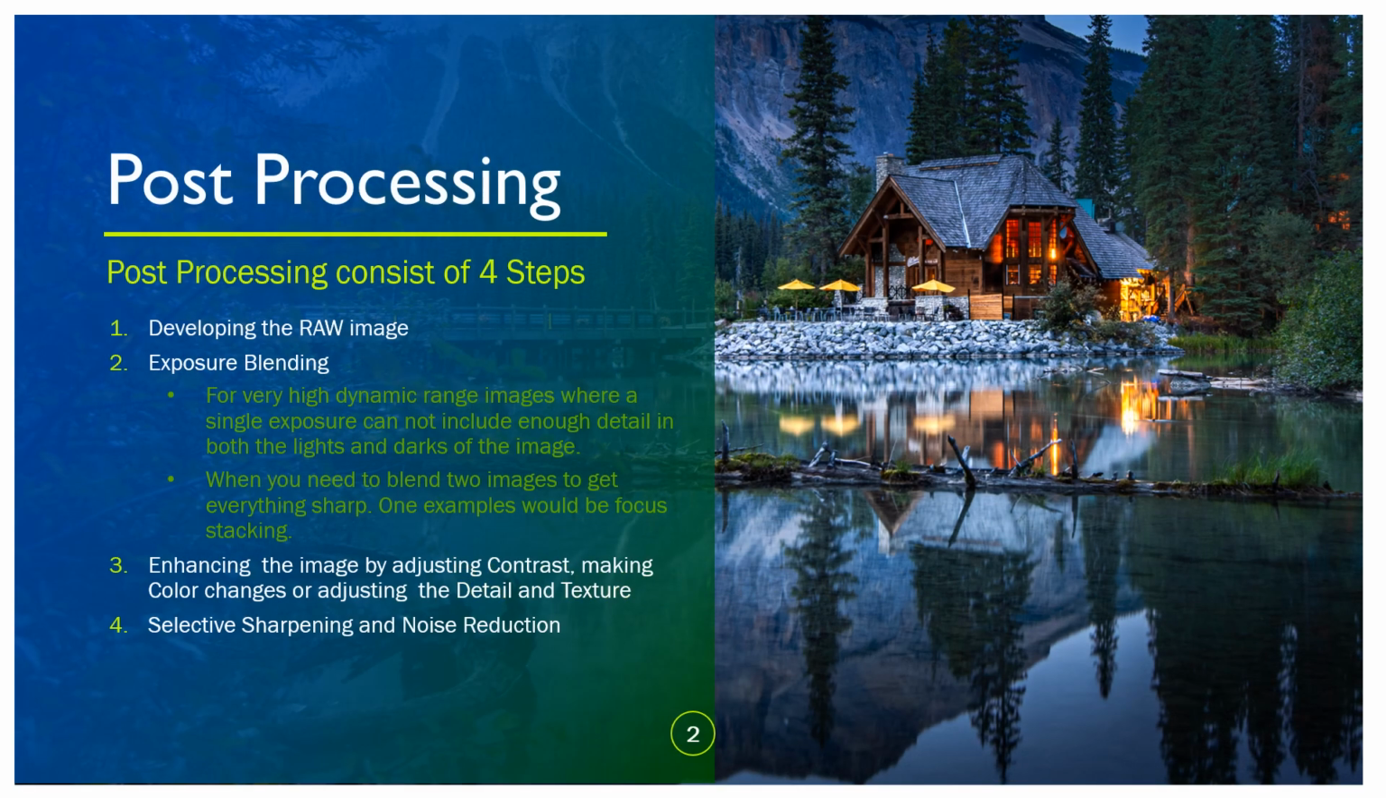Post-processing consists of 4 main steps. The first step is developing the raw image. The second step would be exposure blending if it's required. The third step is adjusting contrast, making color changes, or adjusting the detail and texture of the image. And the final step would be selective sharpening and noise reduction.